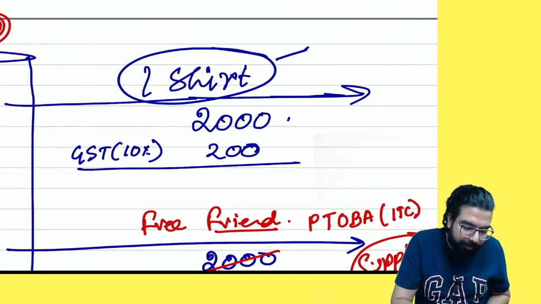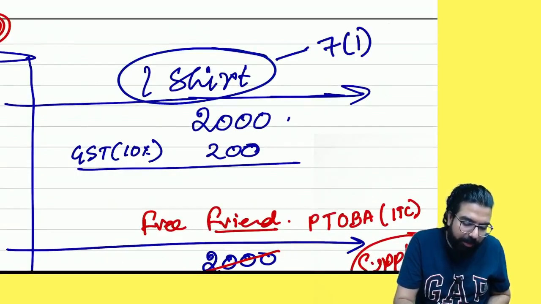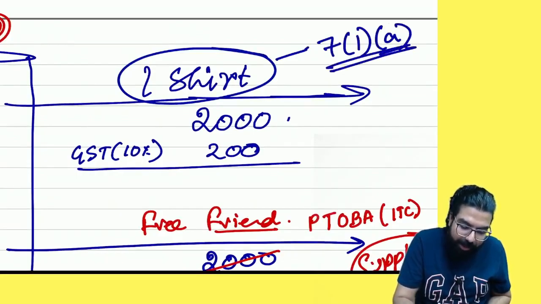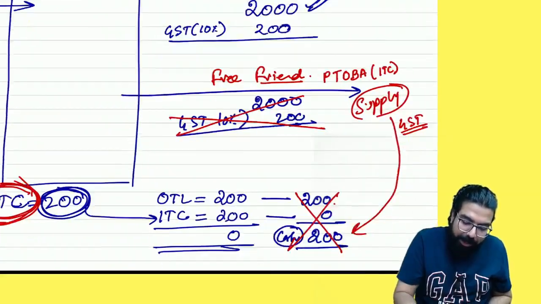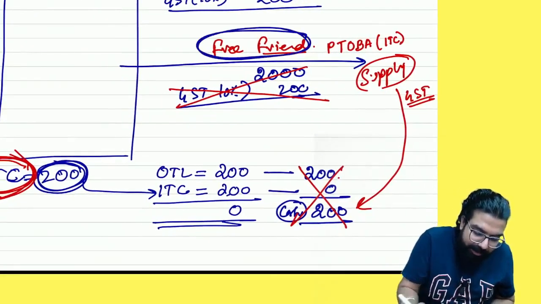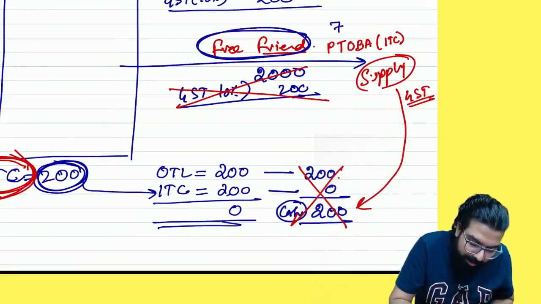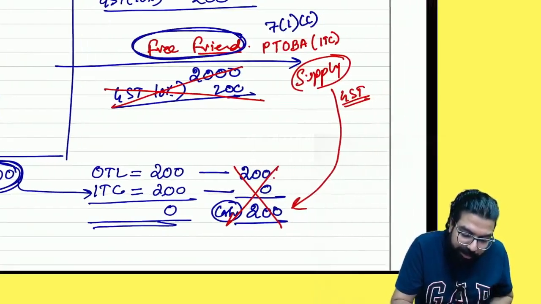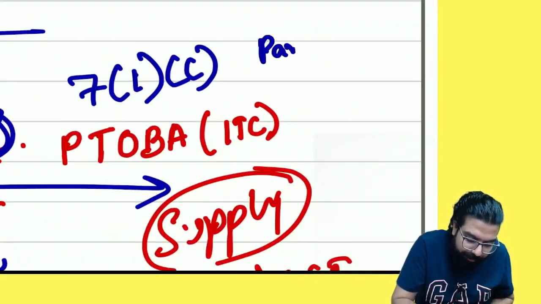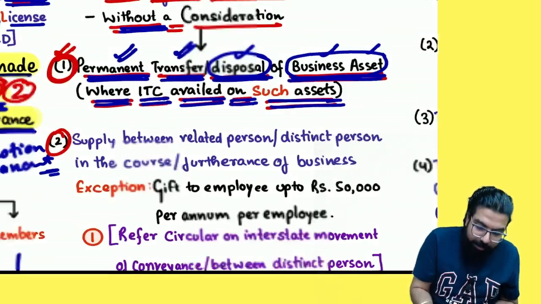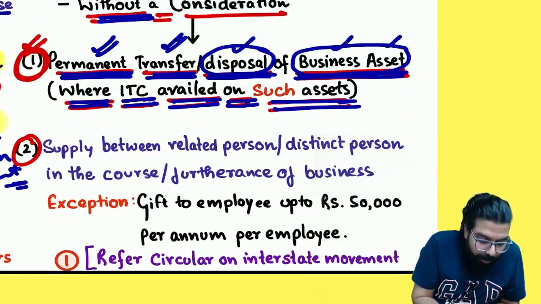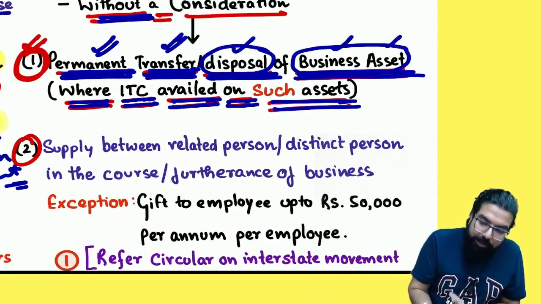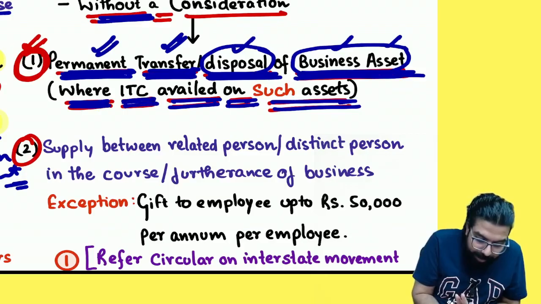Supply, section number 7(1)(a). This is 7(1)(a). Why? Because it's for consideration. If I give it free, then section 7(1)(c), Schedule 1, paragraph number 1. Here. People see again. Permanent transfer or disposal of a business asset where ITC is availed on it.